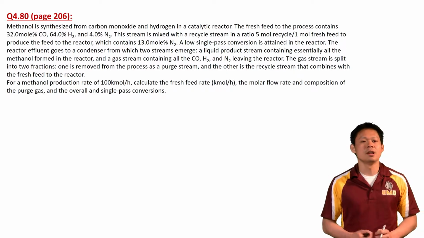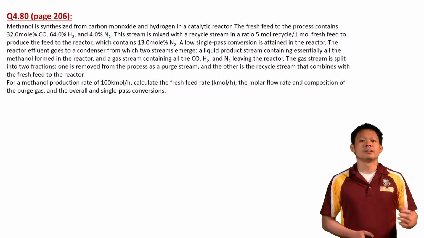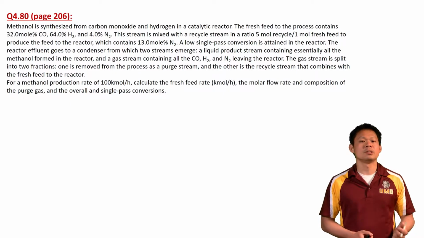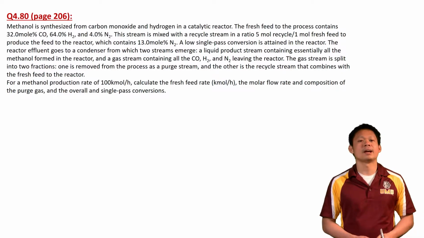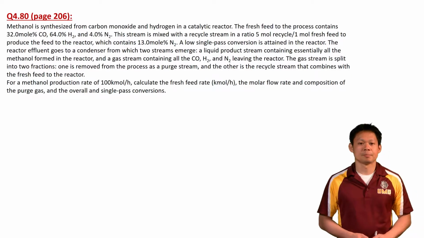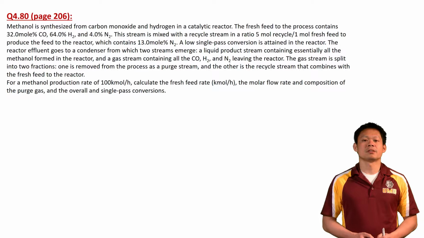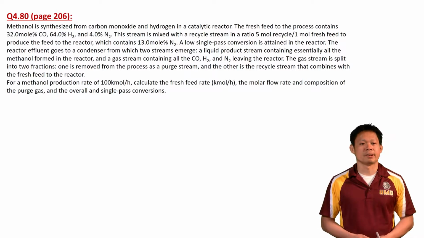All right, in this question, we have methanol that is synthesized from carbon monoxide and hydrogen in a reactor. We are given that the fresh feed contains CO, H2, and nitrogen, and so we're given the compositions of that. This stream is mixed with a recycle stream. We're given the ratio of the recycle stream to the fresh feed, and this gives the feed to the reactor. And we have the mole fraction of nitrogen going into the reactor. We are told that there's a low single-pass conversion attained in the reactor, which means that the limiting reactant, whichever that is, is not fully consumed within the reactor.